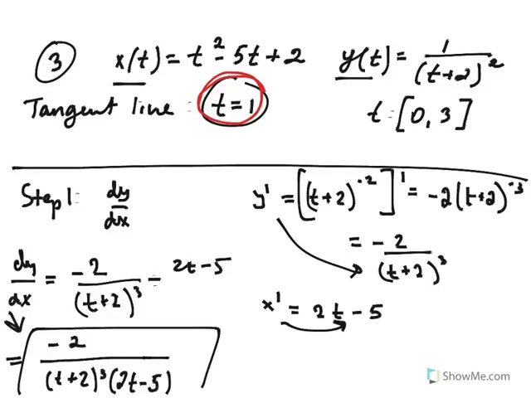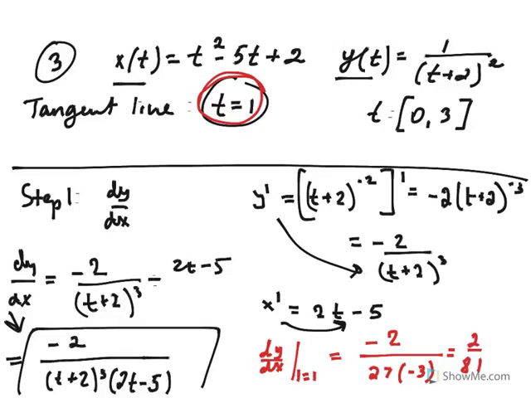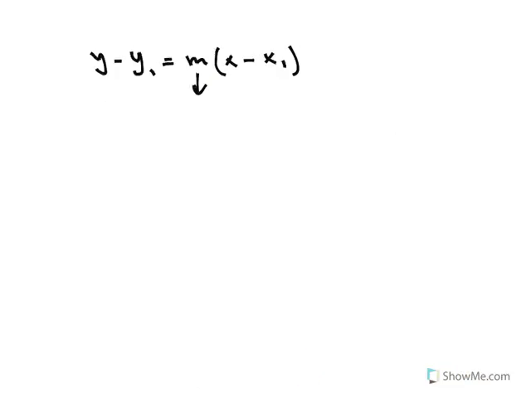All right, so if t equals 1, then dy dx at t equals 1 would be negative 2 over, plug in 1 for t, 27, and I think it's negative 3, and it's going to be positive 2 over 81. Now you understand, in order to find the equation of that tangent line, you still need to follow this point slope form. Now the slope we just found, and it is 2 over 81.